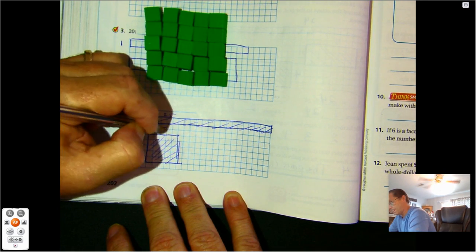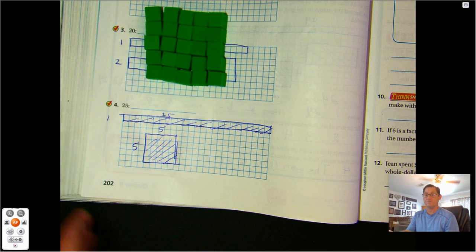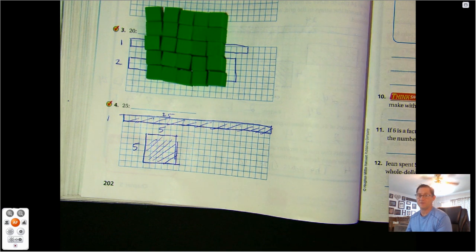Six, we already did when we did 4 times 6 is 24. So we know 6 won't work. 7, 14, 21, that won't work. 8, 16, 24, that won't work. 9, 18, 27, that won't work. 10, 20, that won't work. 11, 22, 33, that won't work. So that's it.